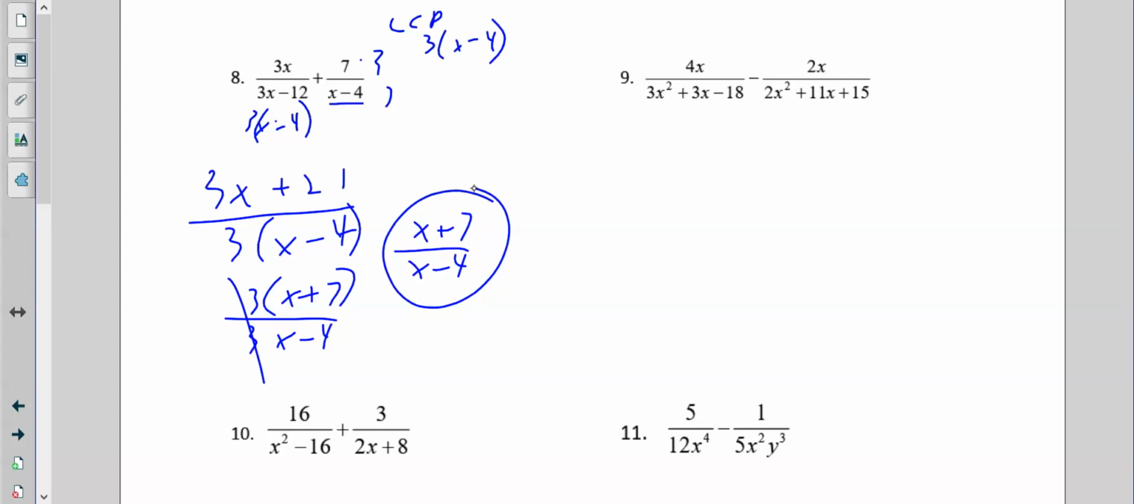All right, number 9. Probably the nastiest looking one we got so far. I'm going to real fast just do this right now before I forget, because there's going to be a lot of stuff going on here. Now, I could try to factor this first denominator, but instead of trying to factor it by guessing and checking, I'm going to take a 3 out first and make it a little bit easier to see what's going on here.